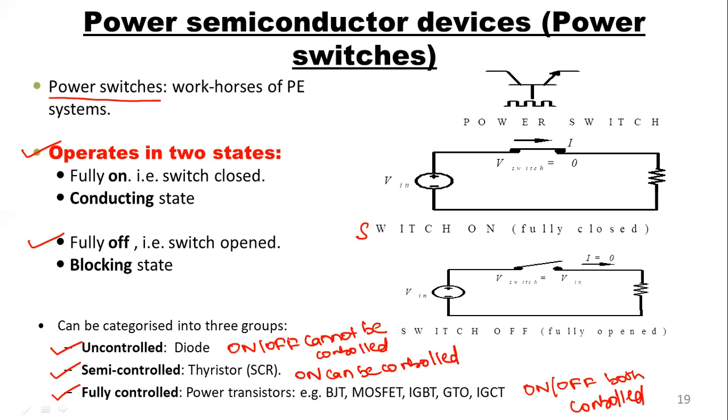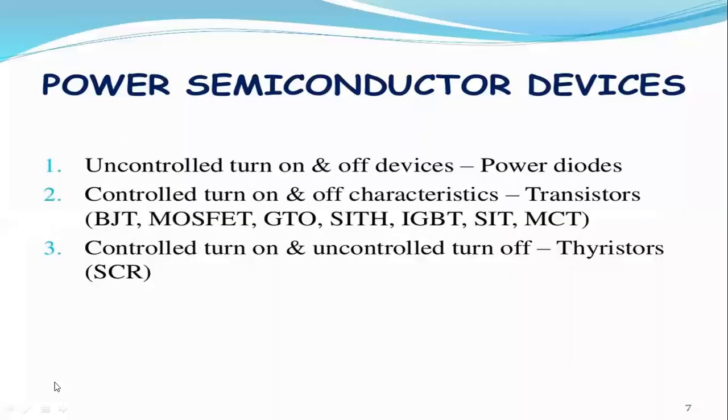What we are studying in this particular class is the power diode. Diode you have already studied in analog electronics. This is the basic symbol of a switch. Now here we are studying about power diode. It is an uncontrolled turn-on and turn-off device. When it will be on, when it will be off, we cannot control. That is the power diode. And controlled turn-on and turn-off characteristics means fully controlled.